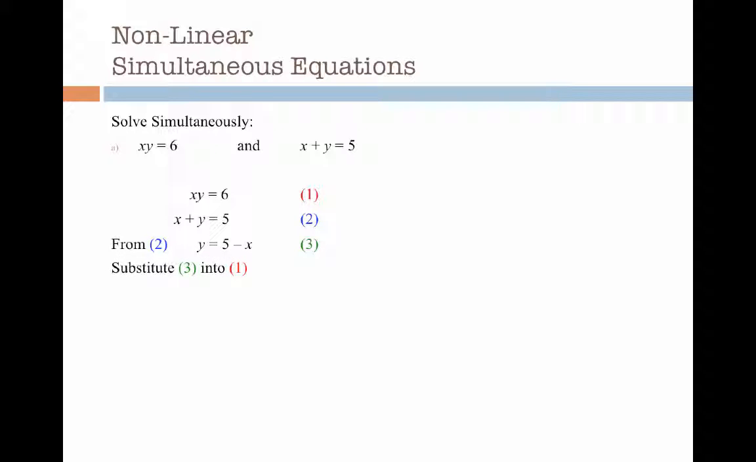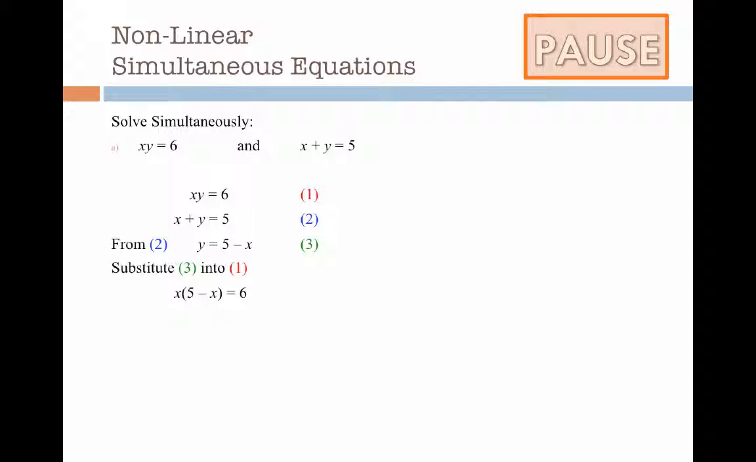But what we're going to do in this video is substitute the third equation into the first. That means that wherever I see a y, I'm going to replace it with a 5 minus x. This gives me x multiplied by 5 minus x equals 6. From this point, I want to try and solve for x. So I'd like you to pause and see if you can solve for x from this point.